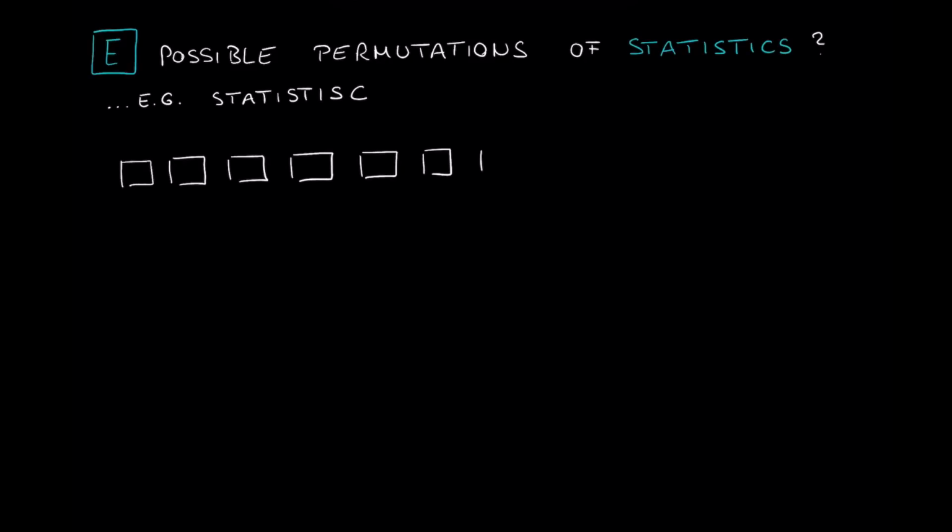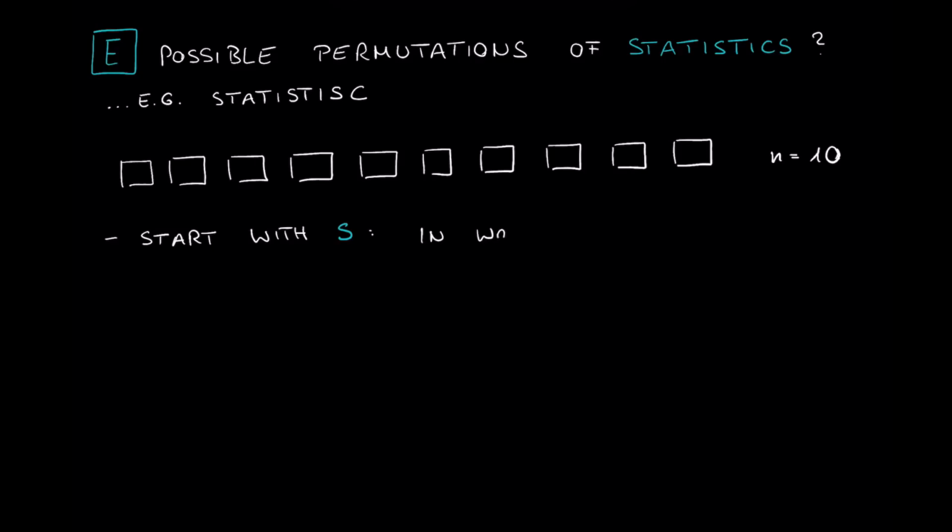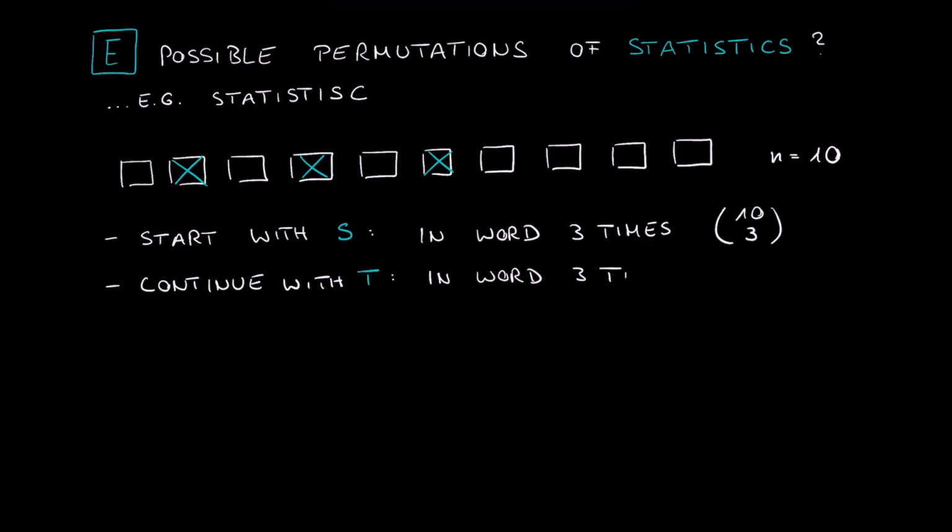We draw 10 boxes for the letters to go into, since the word statistics consists of 10 letters. We start with the letter S, which is present in the original word 3 times. Now we have 10 possible boxes in which these 3 letters can go into, so we compute it using 10 over 3. If we continue with the next letter T, which also is in the word 3 times, we only have 7 boxes left to choose from, since 3 are already occupied by the S's.